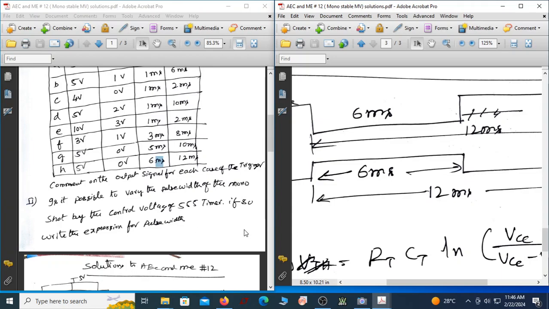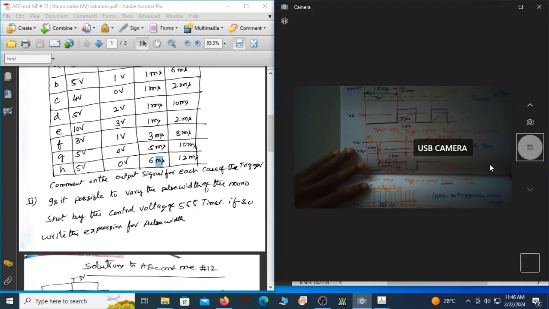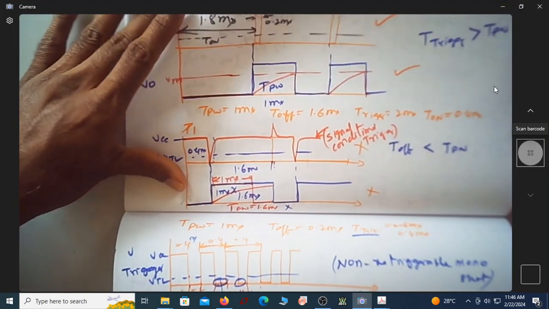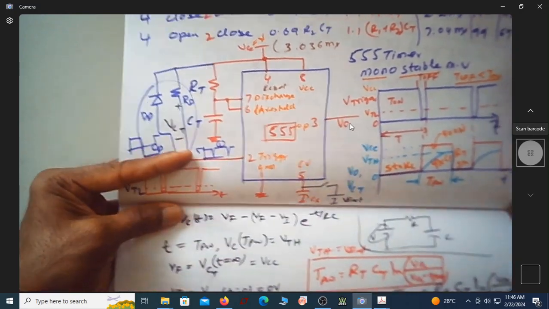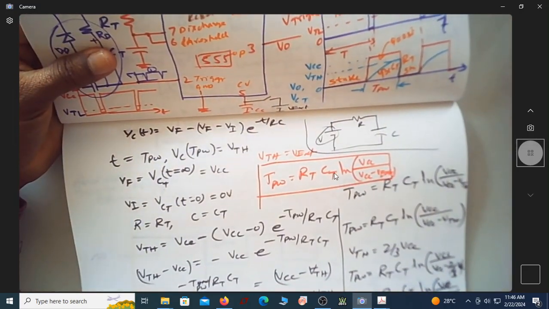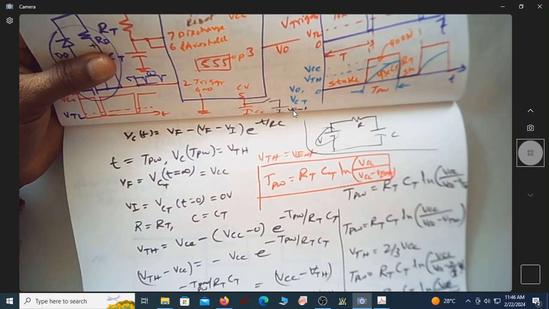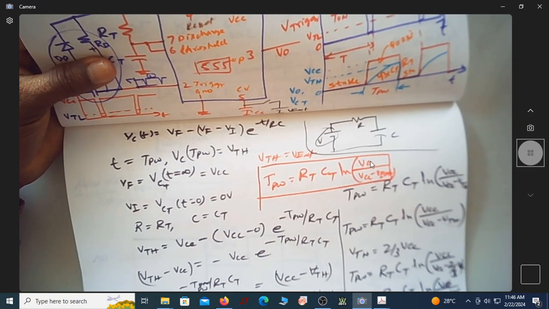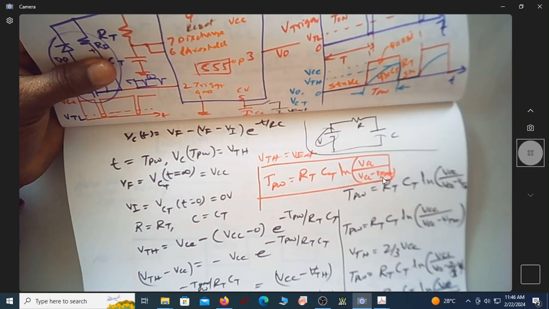And we are asking you to find the expression for the pulse width if the control voltage is other than 2/3 VCC. That's what we already discussed here. Suppose the control voltage is not VTH, if you have an external voltage, then the expression is RT CT ln of VCC by VCC minus V external.